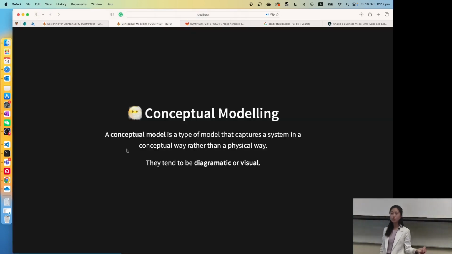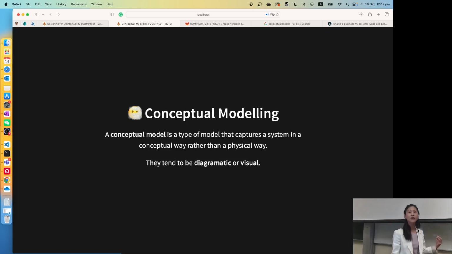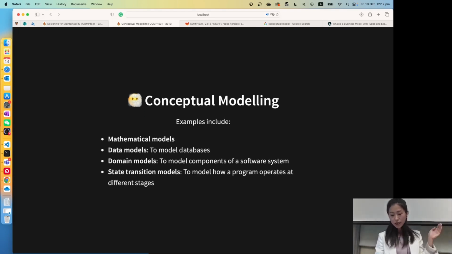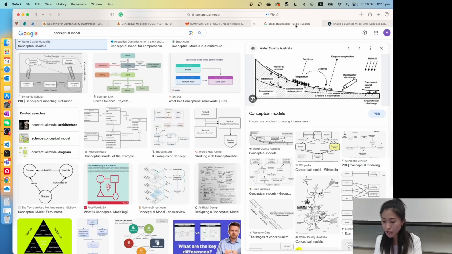So it's a type of model that captures a system in a conceptual way rather than in a physical way. So we are not building a physical model of a building or a physical model of an aeroplane, but we are building this system in a conceptual way. So this is called a conceptual model, and it tends to be more visual. So we may have mathematical models, like data models.